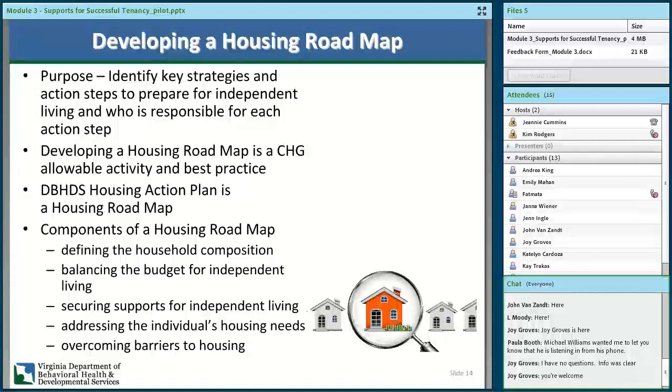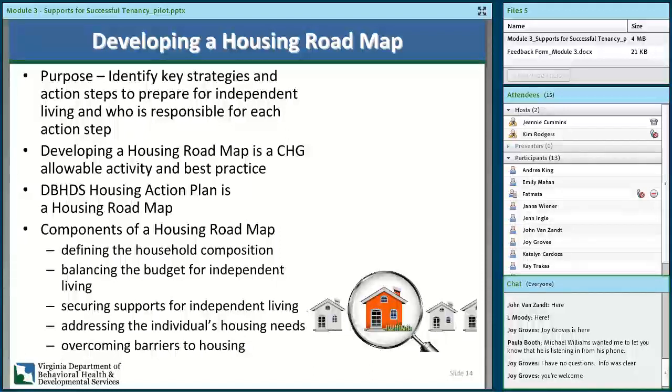The components of a housing roadmap include establishing the household composition, that is, who will live with the person, balancing the budget for independent living, securing supports for independent living, addressing the individual's housing needs, including accessibility, affordability, safety and security, loneliness, and location, and overcoming barriers to housing, for example, by requesting a reasonable accommodation if a barrier is disability-related and results in an initial rejection of the housing application.